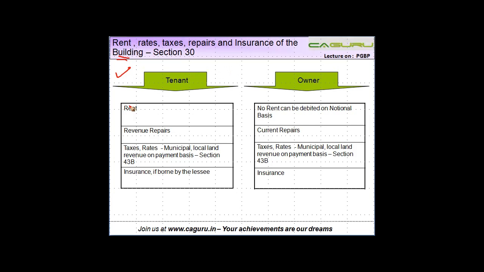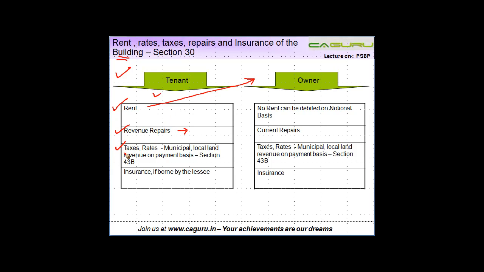Now what happens in case I am a tenant? Obviously, if I have rented a building, I am the tenant, I am paying rent to the owner, whosoever is the owner. This rent will be allowed as a deduction to me. Second is revenue repairs, which means that if I am incurring some expenditure on repair of this building to maintain it, to keep it in a proper fashion, that is allowed. If I am incurring a capital expenditure to make it even, instead of one building I am just creating another floor, that is not allowed if you are a tenant.